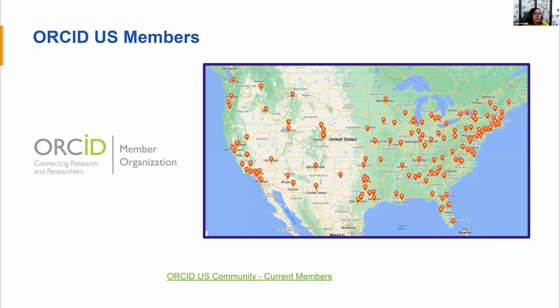So the ORCID US community is made up of a combination of universities, colleges, research institutes, health and hospital systems, associations and societies, funders, and other research-related groups. Currently, there are more than 200 ORCID US members. Here's a map distribution of our current members across the United States.